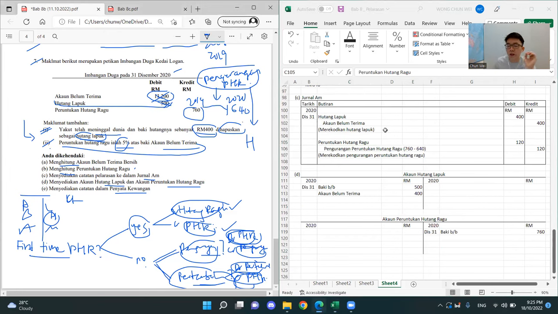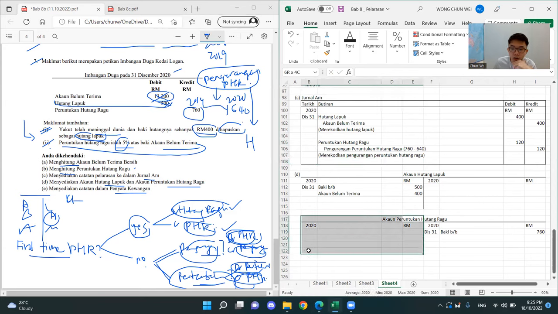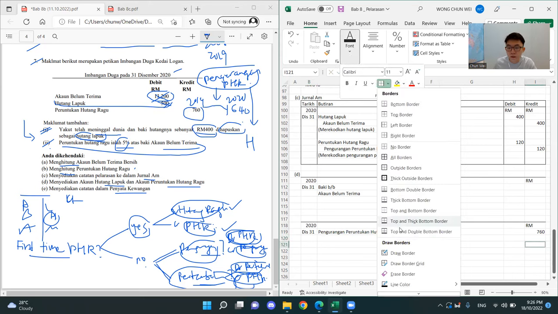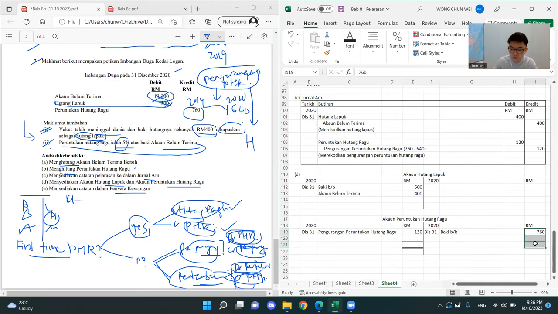If you want to do it another way, we can do it from the pengurangan side. You see it here, I debit my PHR, meaning here I have to debit it. All right. So debit, here I write pengurangan peruntukan hutang ragu. How much is that? 120 ringgit, so 120. Okay. So after that, skip a line, double line, jumlah. So which side is bigger? 760. So 760, here's 760 also. So here you use 760 minus 120, you get 640. So this one baki HP.